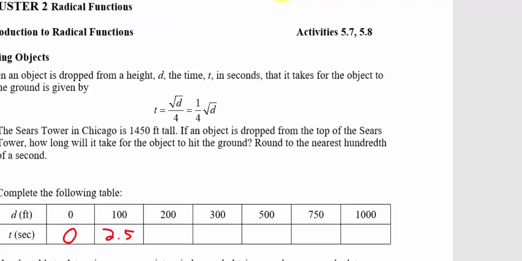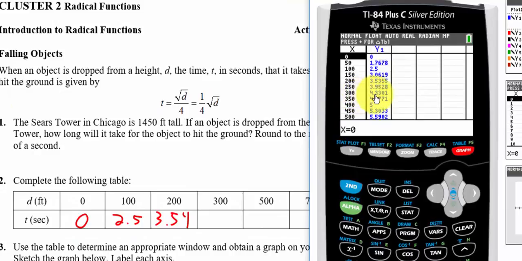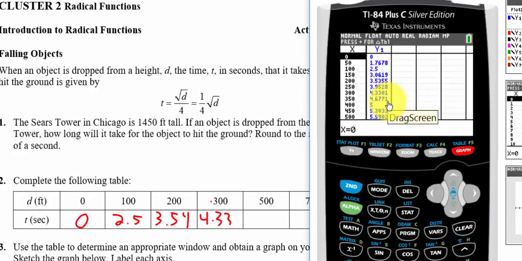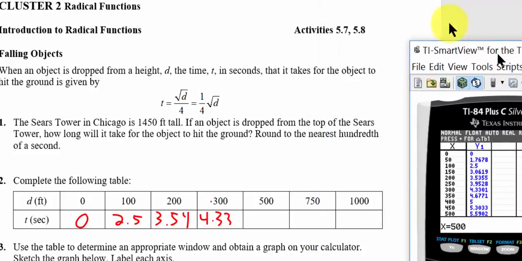Oops, my touch screen's not working. There we go. For 300, we have 4.33. And 500 is 5.59. Then I want to scroll down because we have to get all the way to 750, I believe, or 1,000.